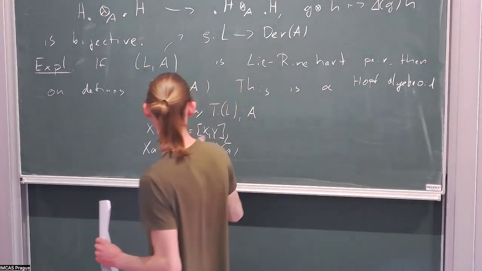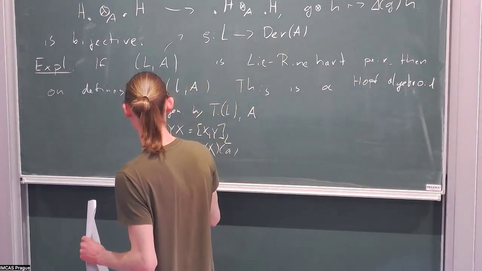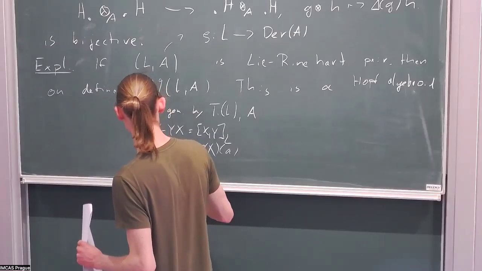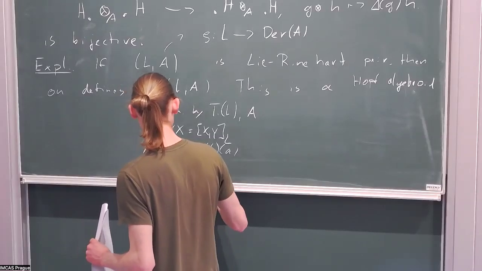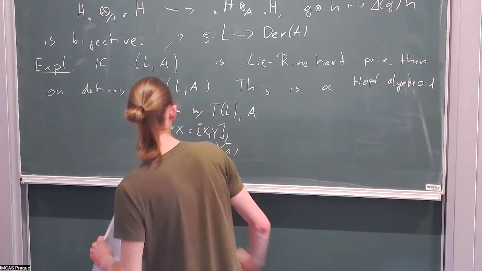And then lastly, in this universal enveloping algebra, I have the relation that ax is the same as acting by a on x.